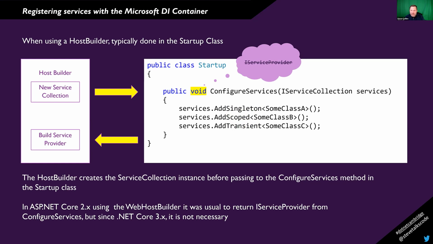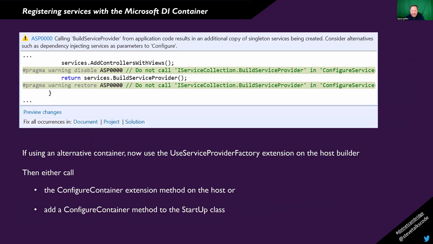Now, on the previous slide, I said that we're moving from Core 2 to Core 3, or .NET 5 as it is now. We're no longer required to return the service provider. In fact, it's now actively discouraged. If you try and return the service provider from ConfigureServices, you'll get this Roslyn analyzer warning. The reason for this is that since Core 3, the way the service provider is created by the host builder has changed. What it also means is that whilst in Core 2, there was a small performance boost by implementing the IStartup interface when using the web host builder, this is no longer supported in the generic host model.